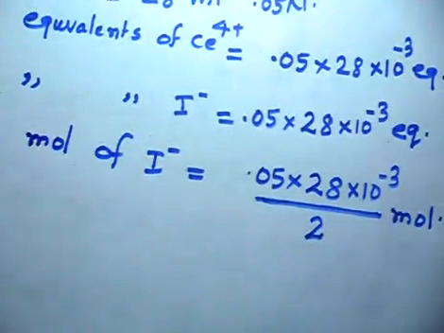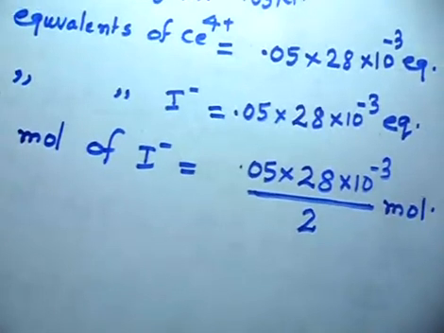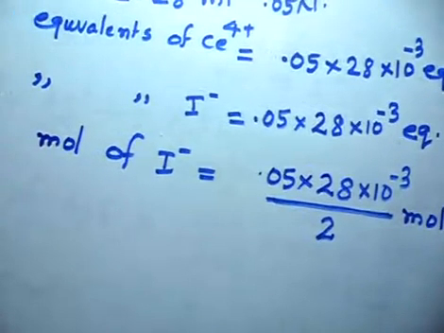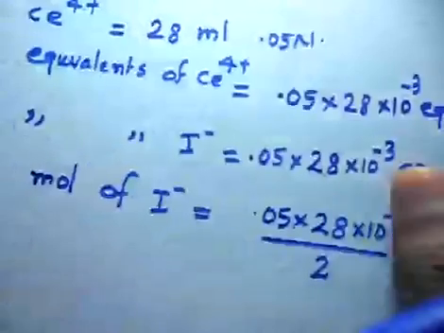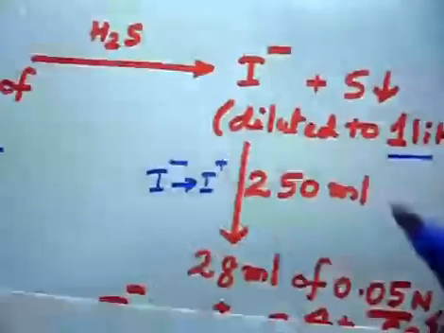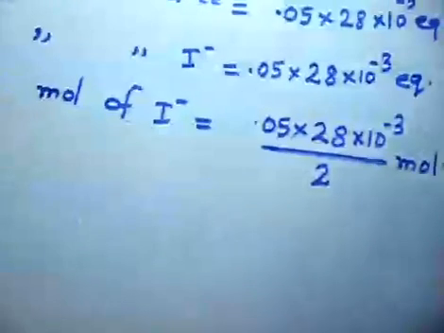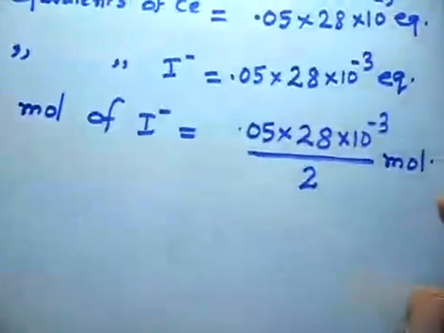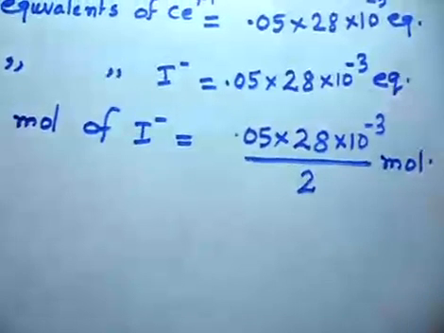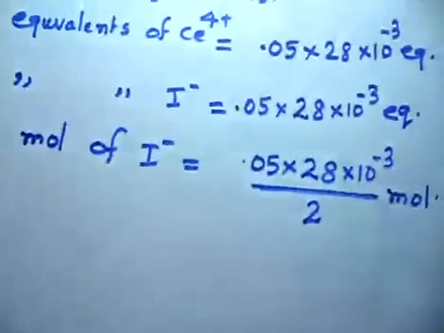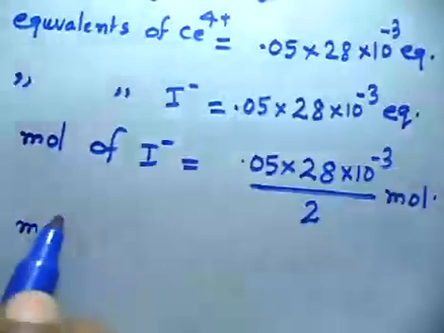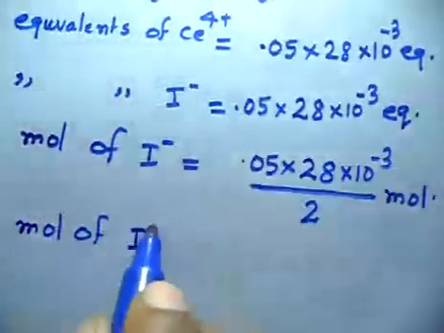So now we have the mole of I minus, and this is the mole of I minus in 250 ml solution, because I have diluted this solution up to 1 liter, and 250 ml of the solution is taken. So we have to find the total mole of I minus in 1 liter. So the mole of I minus in 1 liter, I have to multiply this by 4.